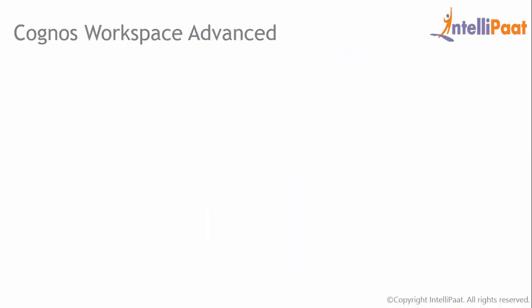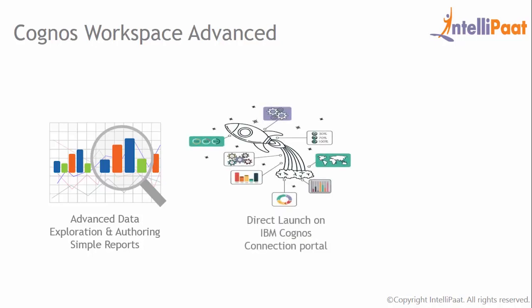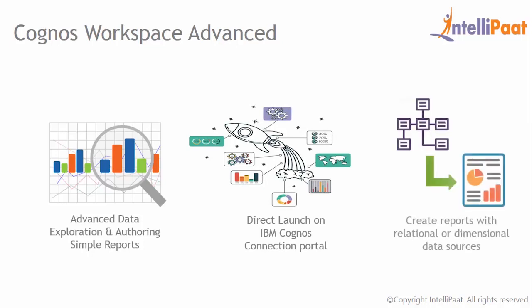With IBM Cognos Workspace Advanced, we can perform advanced data exploration and author simple reports. Here we can seamlessly perform deeper analysis and report authoring, such as adding additional measures, conditional formatting, and advanced calculations. We can also launch Cognos Workspace Advanced directly from the IBM Cognos Connection portal. With Cognos Workspace Advanced, we can create reports with relational or dimensional data sources, and that shows data in lists, crosstabs, and charts. We can also use our own external data source.